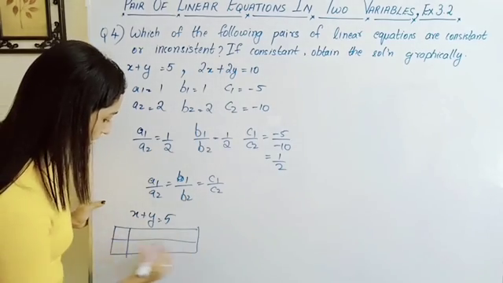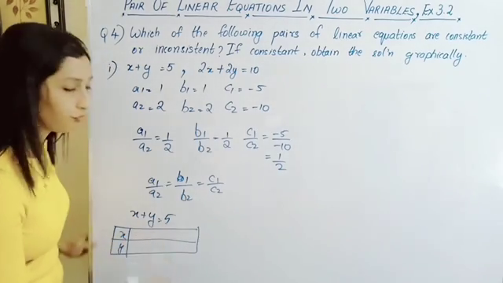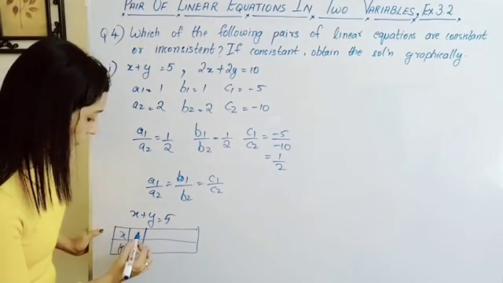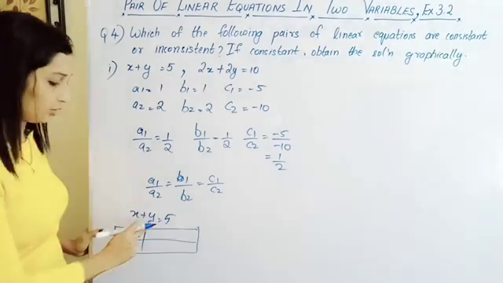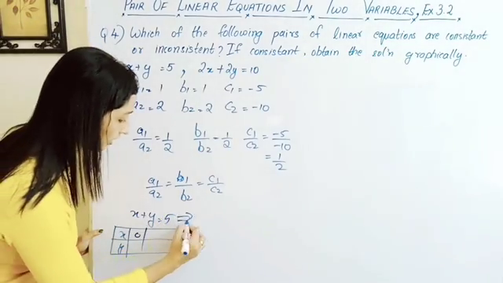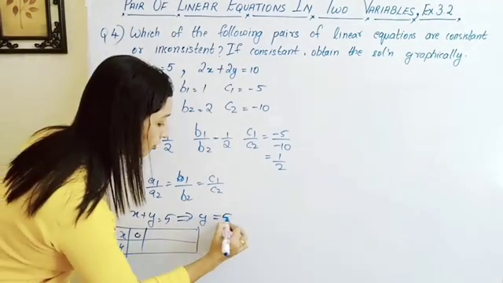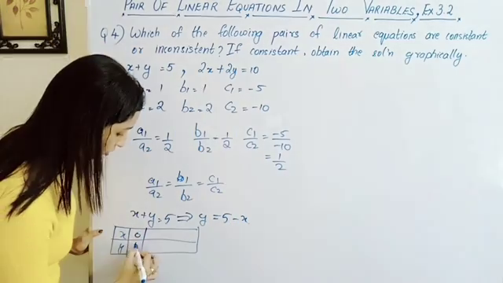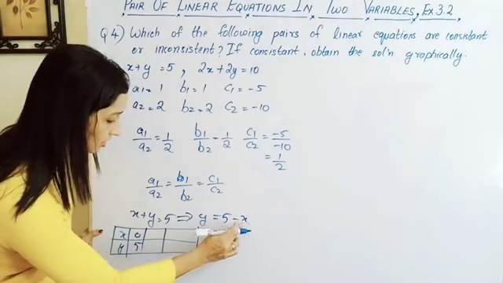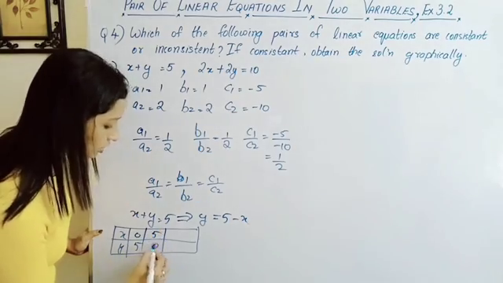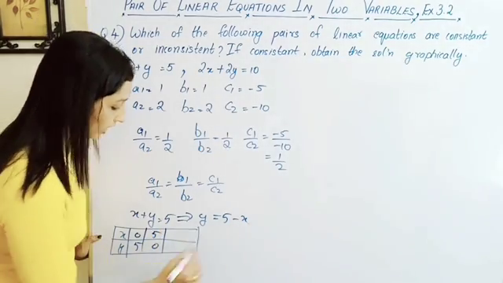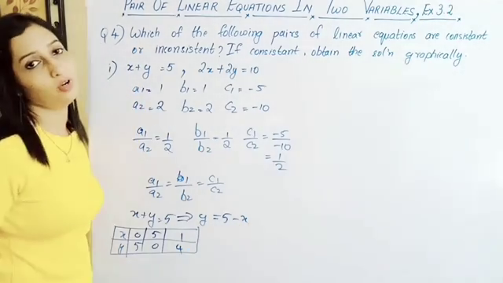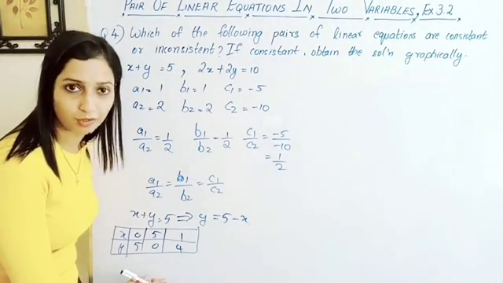We find out different values of y for different values of x. So first I am taking the value of x as 0. Then what do I get? From here I can write y is equal to 5 minus x. So when x is equal to 0, y is equal to 5. Now when x is equal to 5, y is equal to 0. And when x is equal to 1, I get y is equal to 4. So now we have got the solution set for the first equation.